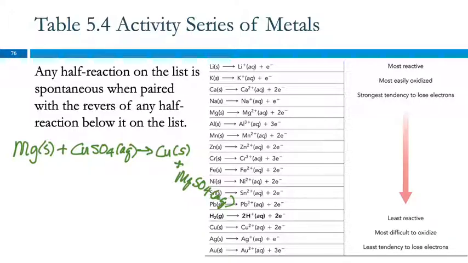Does that make sense? I'll get to the activity series in just a minute. So from this encounter, we can say, well, magnesium is more desirable to the ladies than copper is, right? And so if this happened at another party, magnesium would go home with the girl.